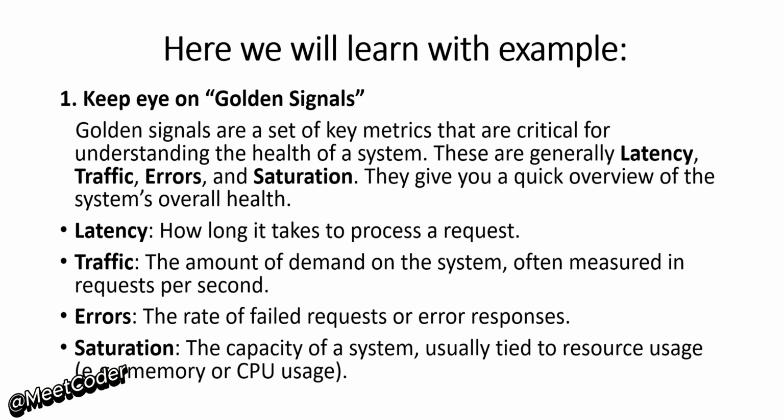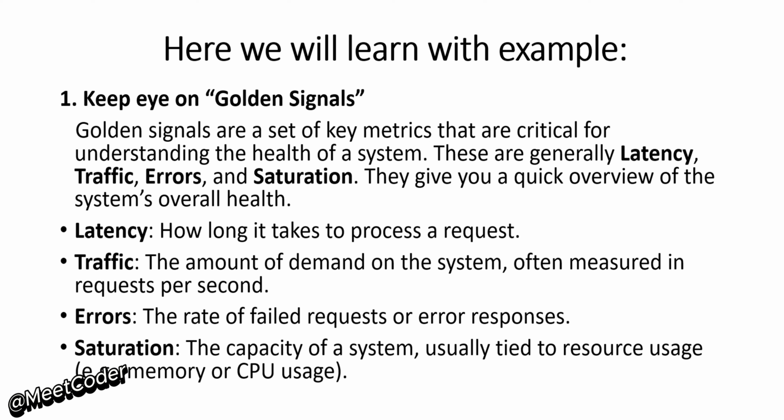Latency is how long it takes to process a request. If a request is taking a lot of time, it means your DB is not in a very good situation, or your API calls are taking a lot of time. So it will notify you about latency. What is traffic? Traffic is the amount of demand on your system, and how capable your system is to handle requests per second. You can call it throughput as well. So it will also keep notifying you about your traffic.